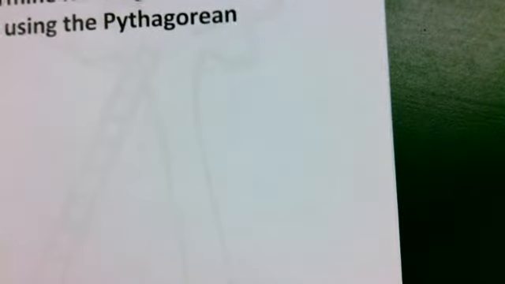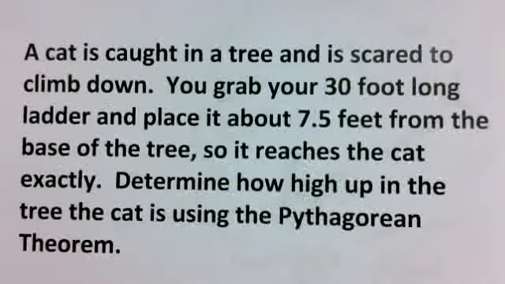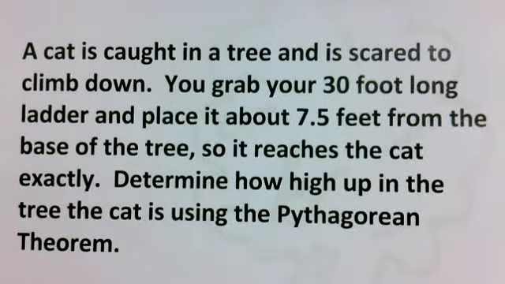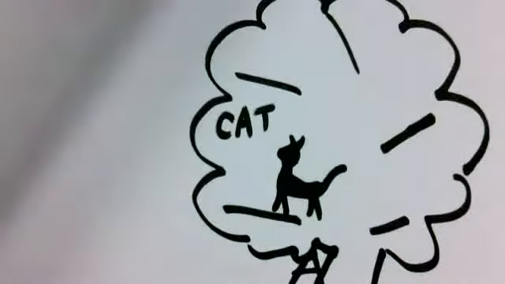Okay, let's try and do one word problem. If a cat is caught in a tree and it's scared to climb down, you grab your 30-foot long ladder and place it about 7.5 feet from the base of the tree so it reaches the cat exactly. Determine how high up in the tree the cat is using the Pythagorean theorem. So 30-foot ladder, 7.5 feet away from the base of the tree.